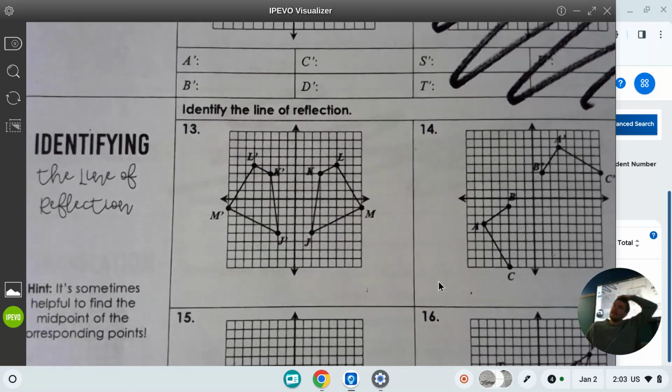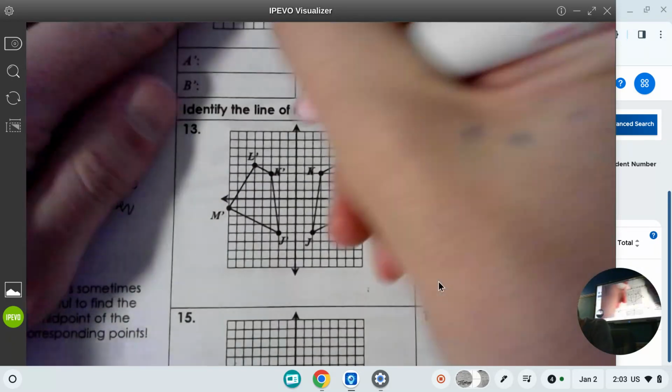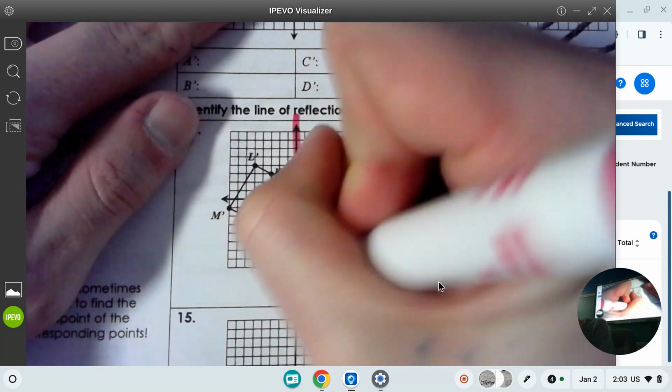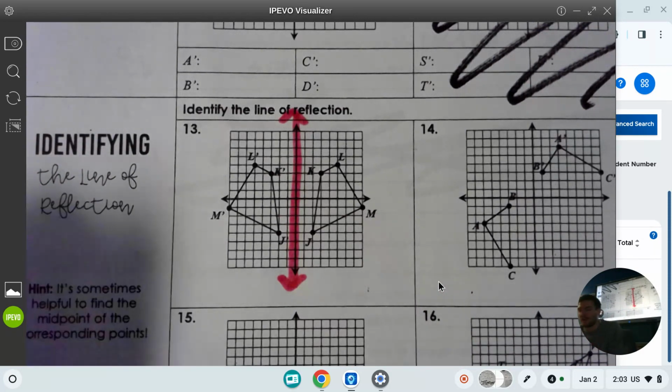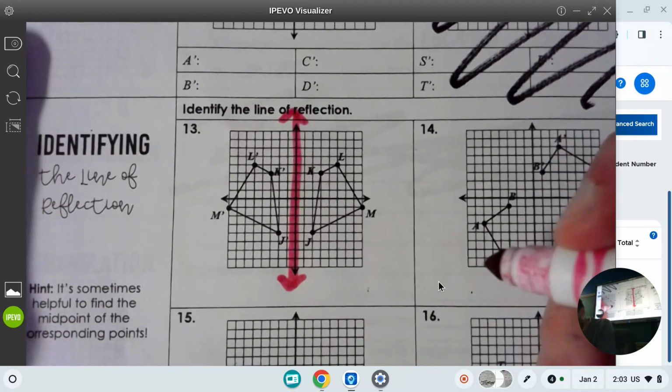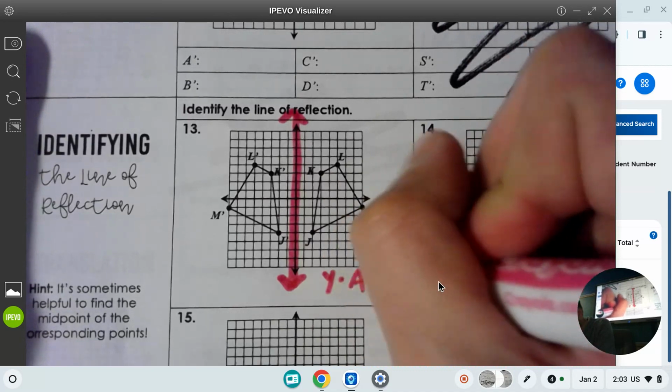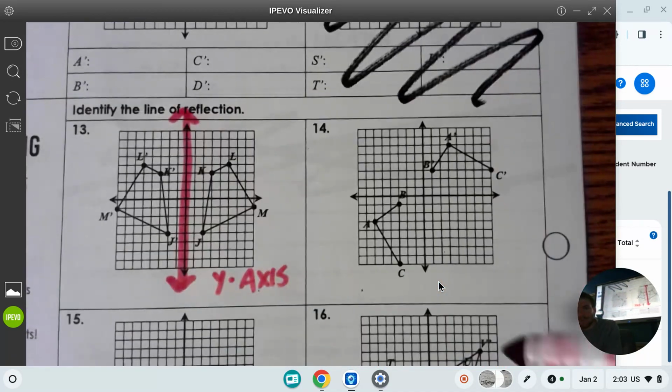Last thing we're doing, can you tell me the line that is the reflection line? Number 13. Let me do these 6 questions in 1 minute and then we'll move on. Number 13. What is the line? It's this one. Some of us are going to be very good at this. Some of us are going to have to think about this for a second. Do you see how this line is where we've been reflected, where we've been mirrored? And what is this line? The y-axis. Nice.